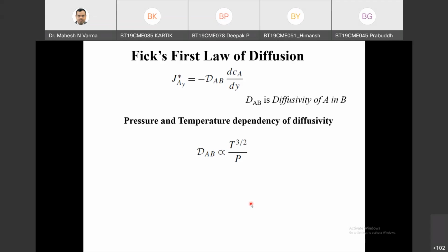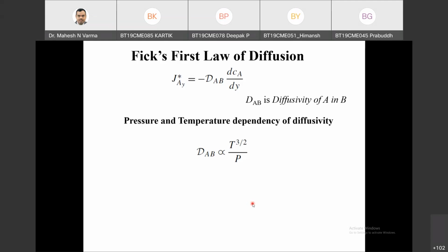Diffusivity is directly proportional to temperature raised to 3 by 2 and inversely proportional to pressure. Sir, I guess, is it Chapman? Yeah, don't tell me the name now, whether you have used this equation. Yes, sir. You might have used it hundreds of times.